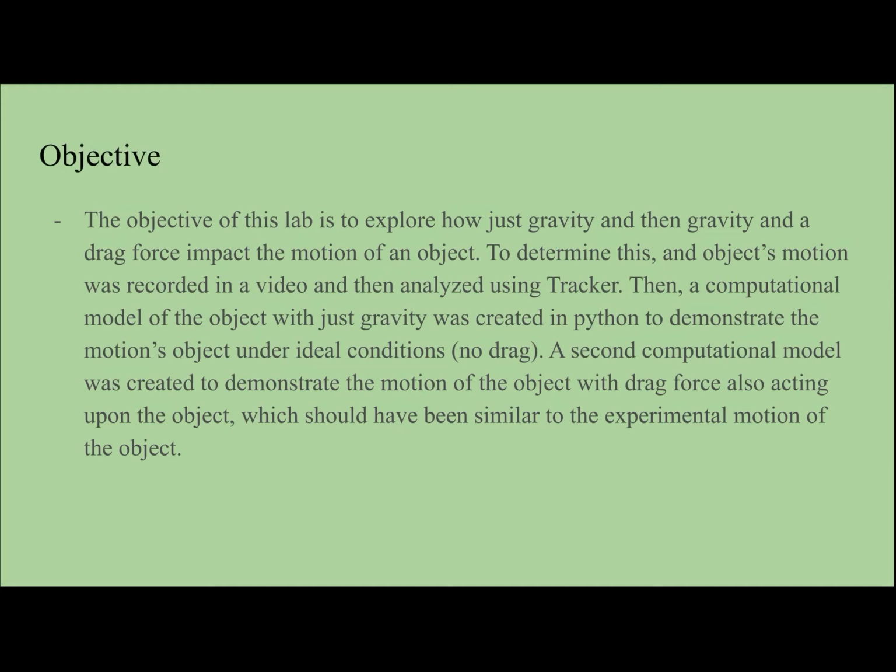So the objective of this lab is to explore how just gravity, and then gravity and a drag force together, impact the motion of an object. To determine this, an object's motion was recorded in a video and then analyzed using Tracker, and then a computational model of the object with just gravity acting upon it was created under ideal conditions such as no drag, and then a second computational model with gravity and drag acting upon the object was created. And for the second computational model, the motions should be similar to the motion in the experimental model.